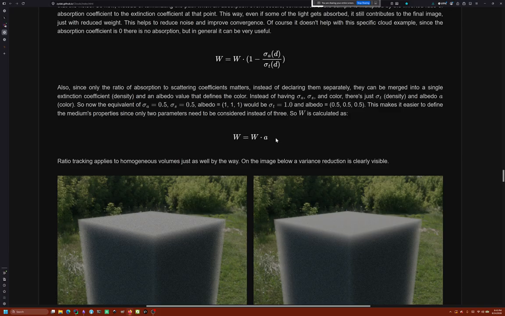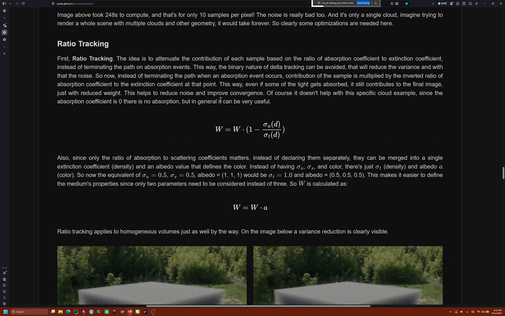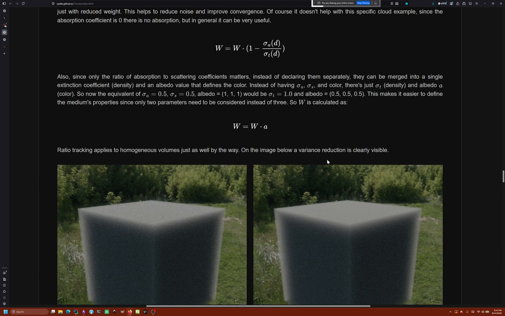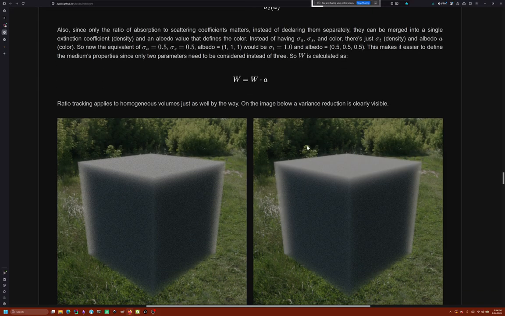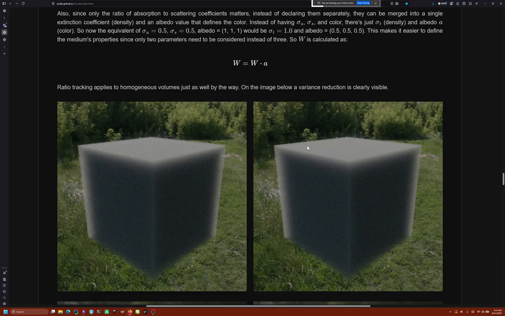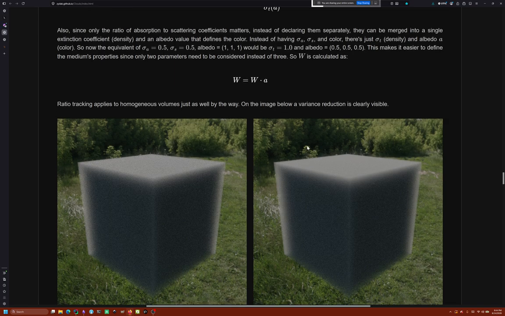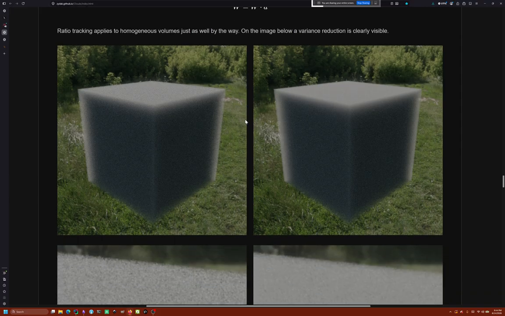So transmission being updated. Did I say what W is? I think it's the throughput. But yeah, it's just this attenuation at each scattering event. Ratio tracking applies to homogeneous volumes just as well. You can see reduction of variance. So doing that versus just killing the ray when it would be absorbed.